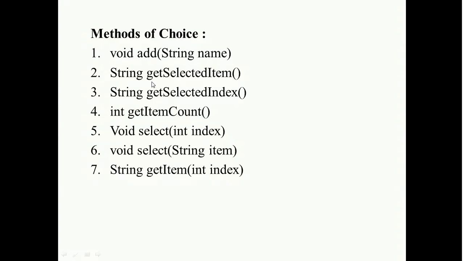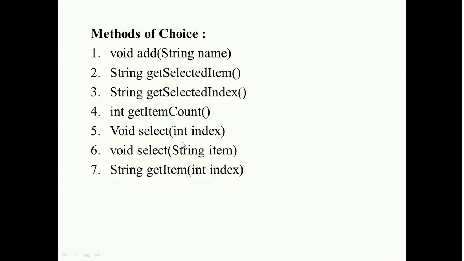Second method is getSelectedItem. This method is used to return a string containing the name of the item. The selected item is returned in the getSelectedItem method. The third method is int getSelectedIndex. This method returns the index of the item, and the first item in the choice list is index 0. By default, the first item added to the list is selected. Means the first item is selected by default.